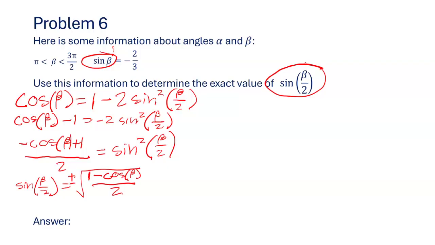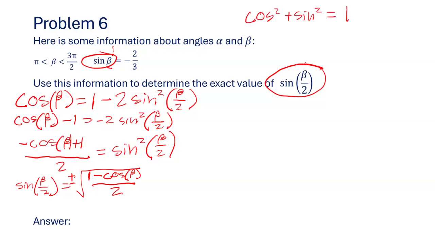Okay, now what should we do? We still have this cosine in here, which is a little annoying. So what can we do about that? Well, we know stuff about sine. We have cosine squared plus sine squared equals 1.